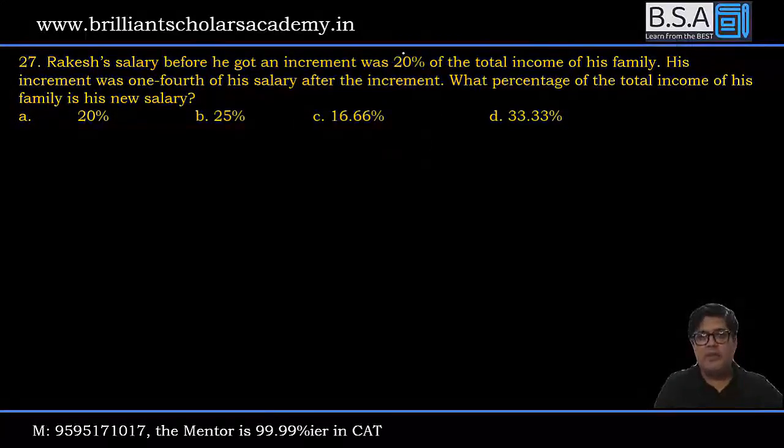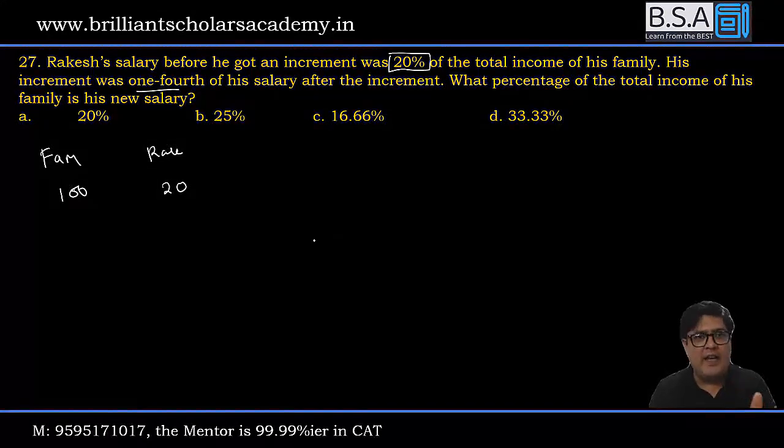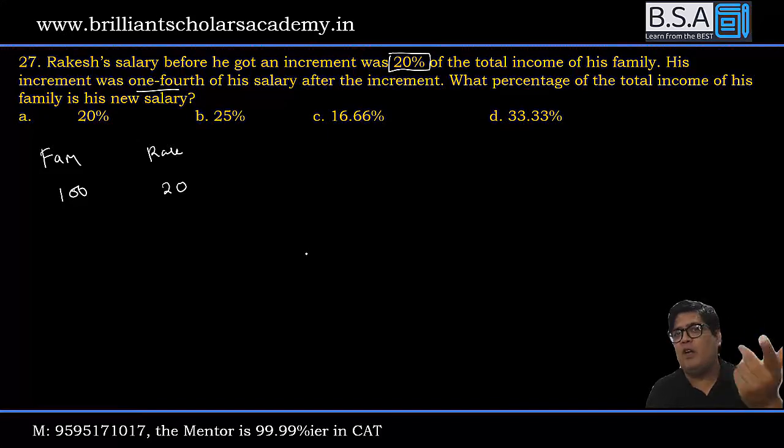Again, do you see percentages which are multiples of 5 and 10? 5 के मल्टीपल, 10 के मल्टीपल्स हैं. 1/4 means 25%, again a multiple of 5, 10. I am starting by saying family has an income of 100 rupees. What is income of Rakesh in that? 20 rupees. Rakesh's salary before he got increment.